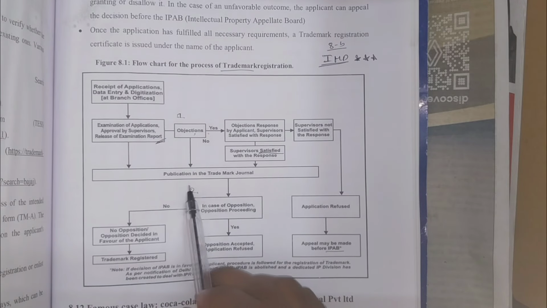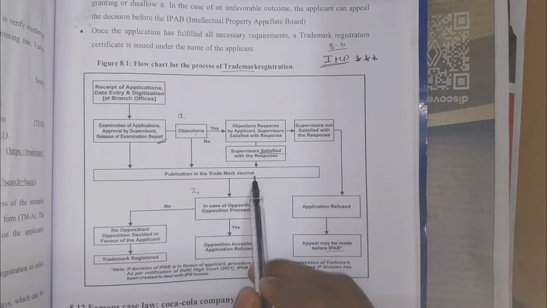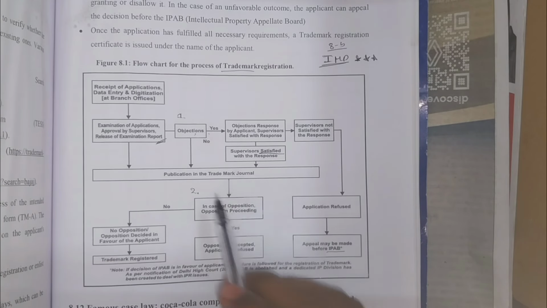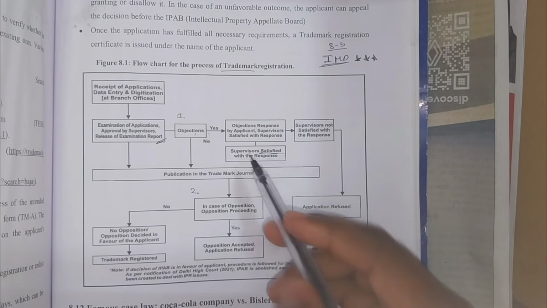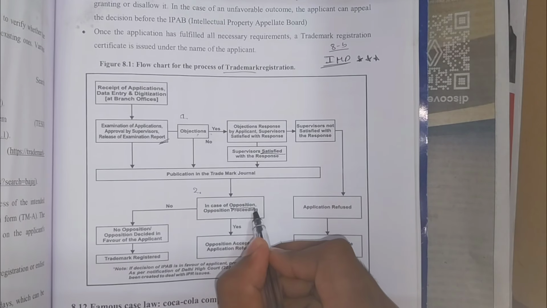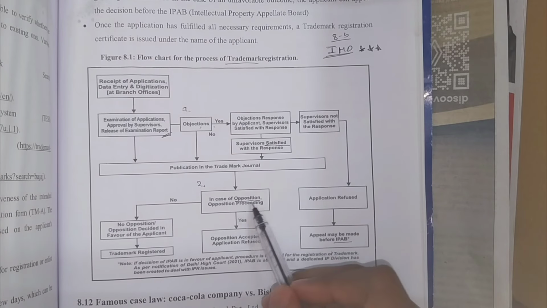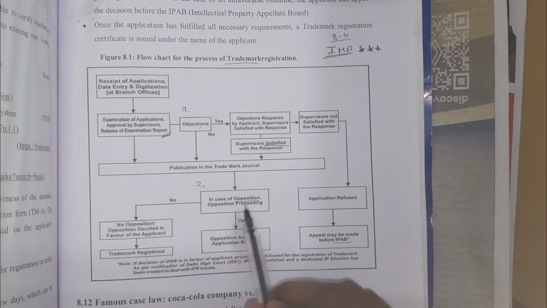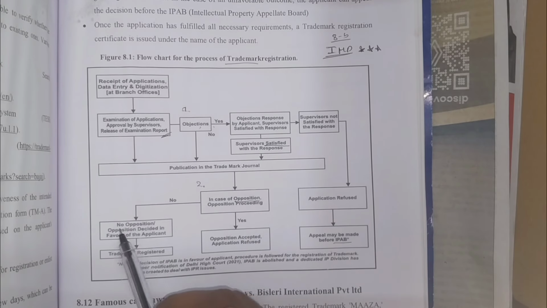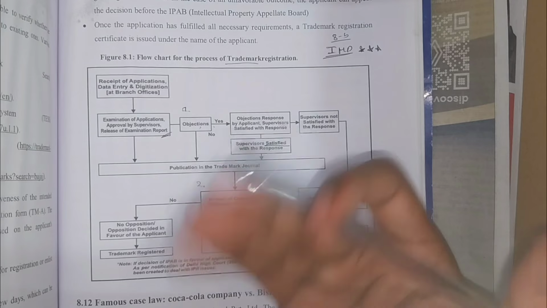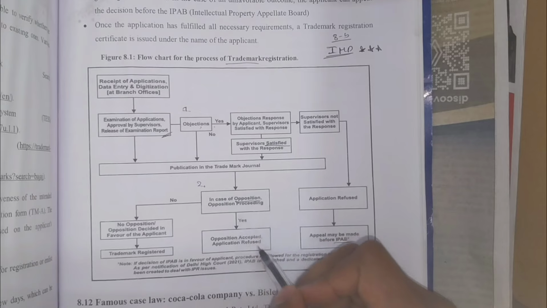So after publication in the trademark journal, one more condition will be there, like opposition. Is there any opposition for that? After it is put on the board, they ask for opposition. In case there is any opposition, it will go here. The opposition will be accepted, and then the application is rejected.